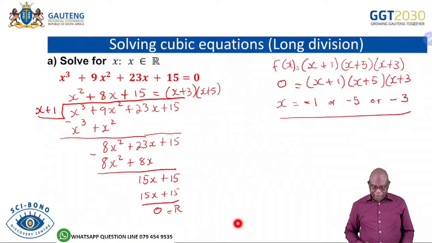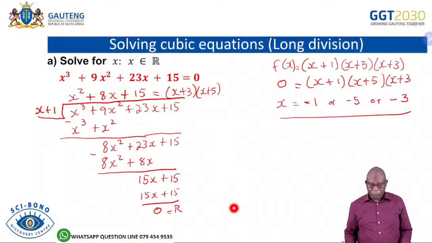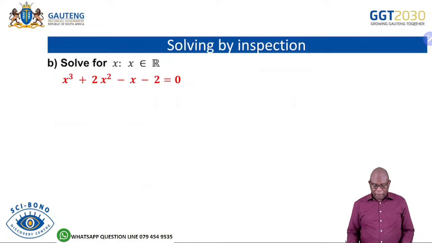Now, the long division method actually is tedious. You can do that, but I've shown you how to do it using inspection. So we're also going to look at how we're going to do that using the other methods. Okay, solving by inspection again. There are 2 ways to do that. I'm going to show you 2 ways of doing this by inspection. Solve for x. x is an element of real numbers. So how are we going to do that?